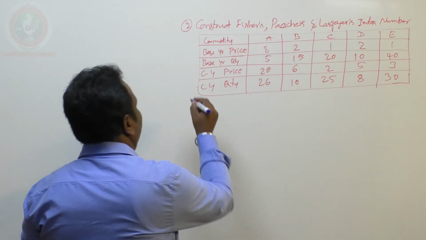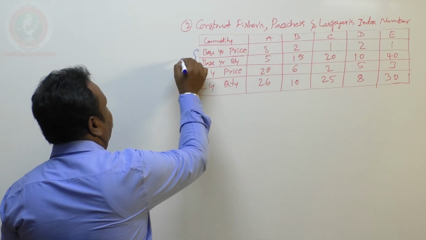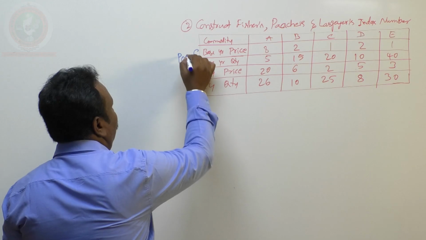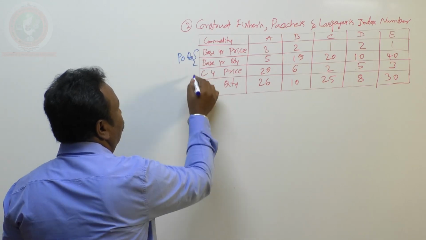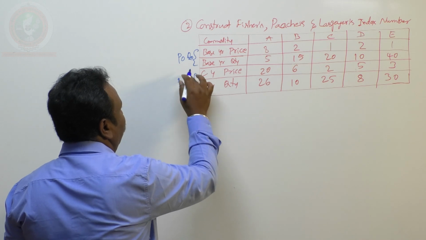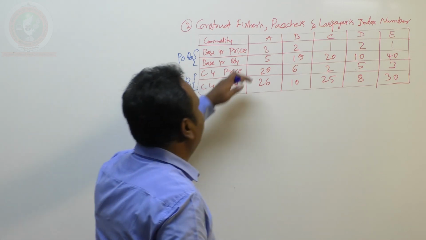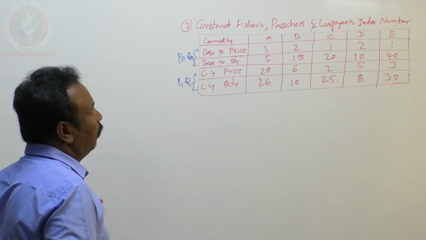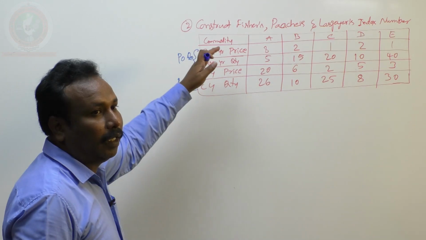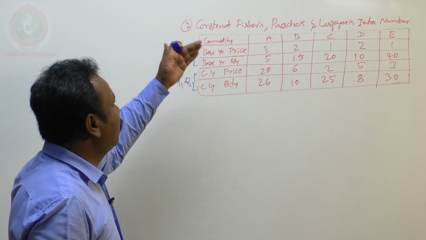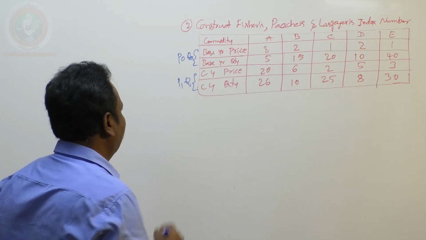These two are called the base year, P0 and Q0, and these two are called the current year, P1 and Q1. There are five commodities given: A, B, C, D, E. Based on that, we have to develop the index numbers under the Laspeyres, Paasche's and Fisher index number methods.